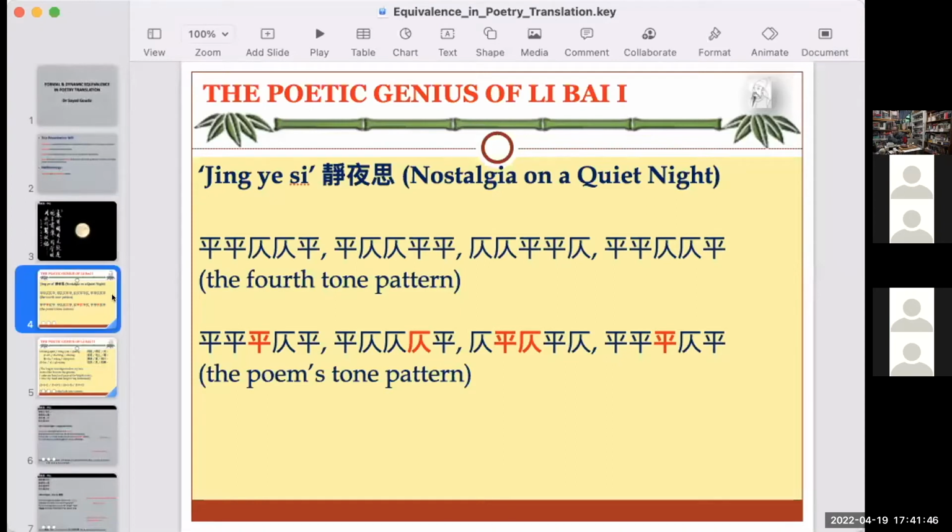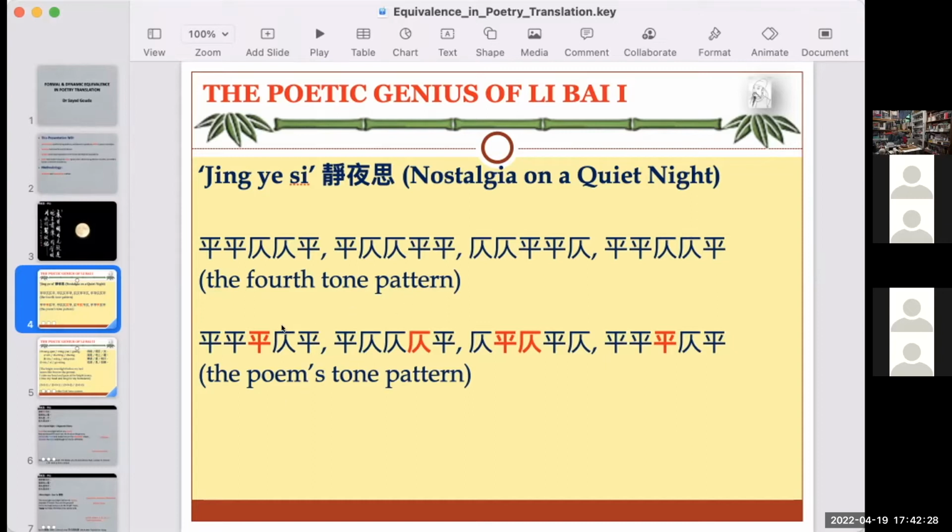All right, this is the poem. And if we try to analyze it according to the four patterns I introduced earlier, we find that it belongs to the fourth tone pattern. If I ask you whether this poem is ping rhyme or ze rhyme, you have to look at the second and the fourth lines. So this pattern is the ping rhyme pattern.